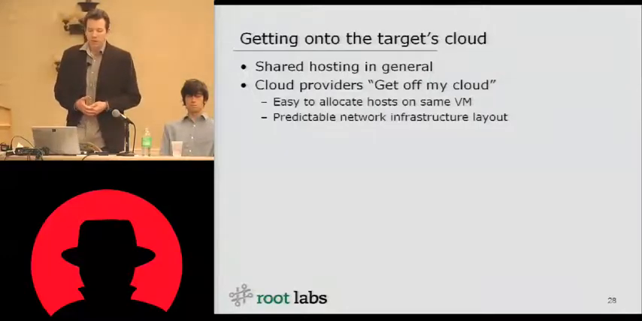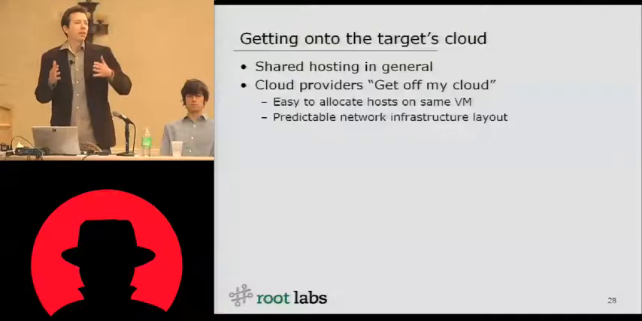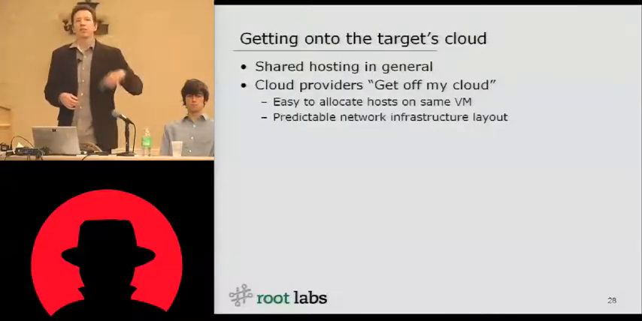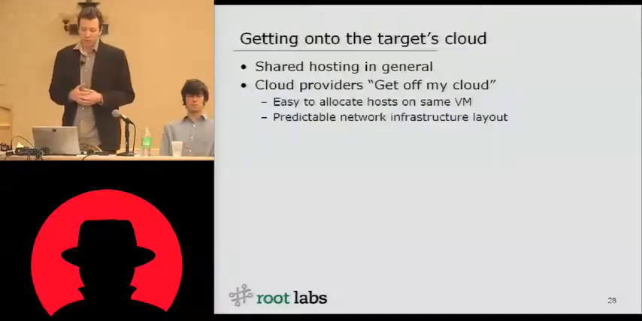The first one was that it was relatively easy to co-locate your VM alongside your target. What they would do is they just repeatedly launch and stop their instance until they got onto the same host. And within a few tries, usually, they would be able to get onto the same physical machine.